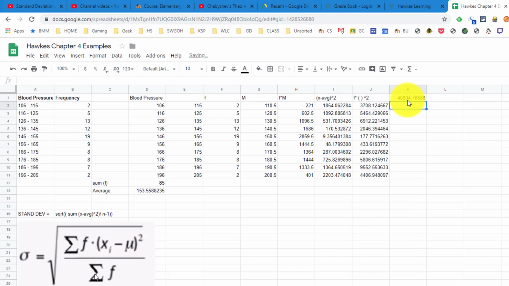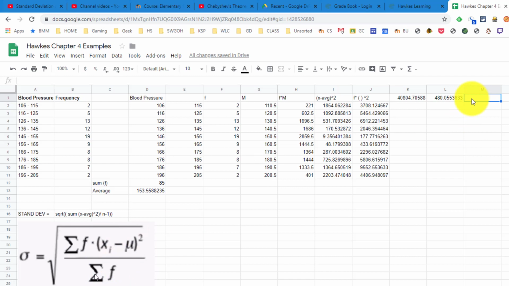And I need to divide that by the sum of how many things I have, the frequency. Remember, I have 85. So if I want to do this in fewer steps, I would do equals the sum of J divided by the sum of f. That gives me 480.05. That's everything that's underneath the square root.